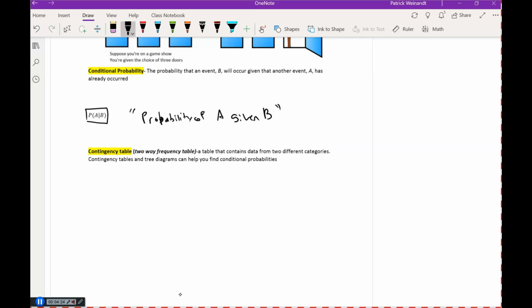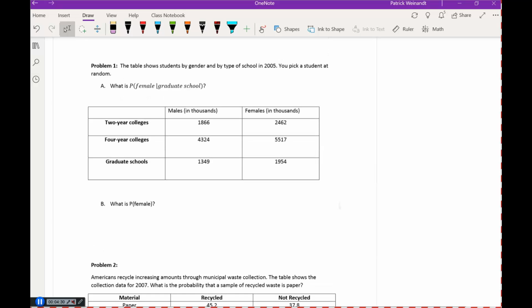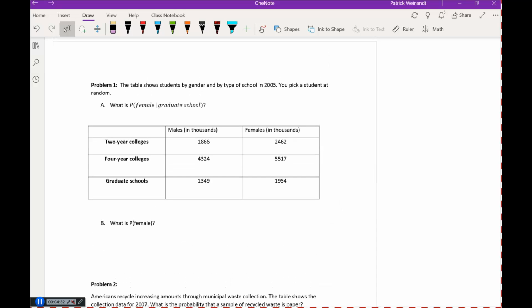So we'll move on to an example where we're using a contingency table to find conditional probability. In problem 1 here, this table shows students by gender and by the type of school in 2005. We're picking students at random. In example A, we want to know, what is the probability that a student is female given they're in graduate school? If we're given that they're in graduate school, this is really the data we're concerned with, the students that are in graduate school.